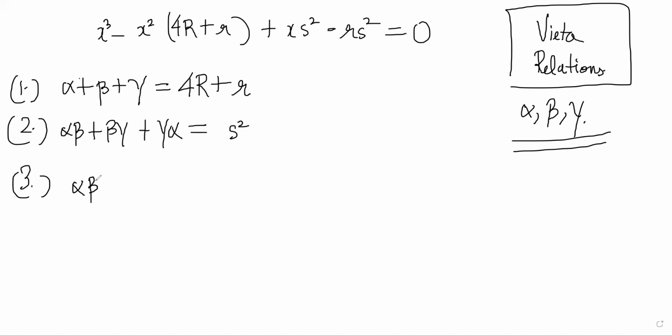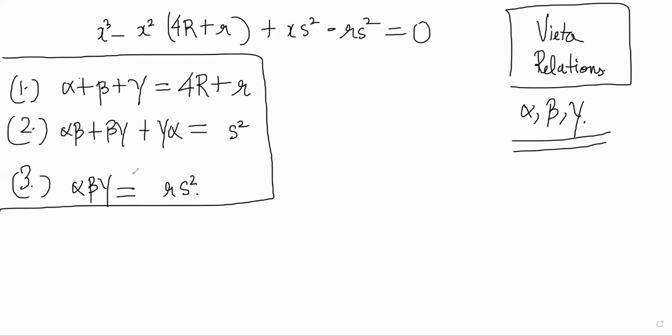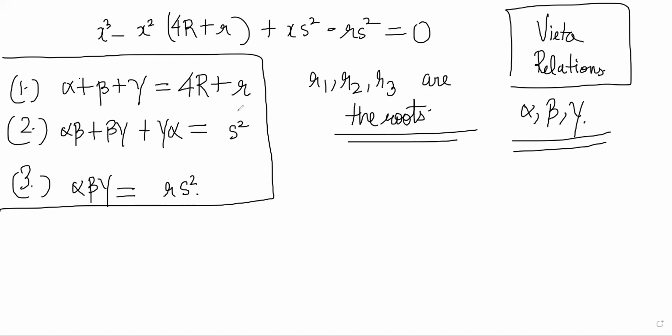And what will finally be alpha beta gamma? It will be r s squared, right? So these relations are obvious to you from the theory of equations. Now what we have to prove is that r1, r2, r3 are the roots. So ultimately, what we have to prove is that r1 plus r2 plus r3 is equal to 4R plus r.